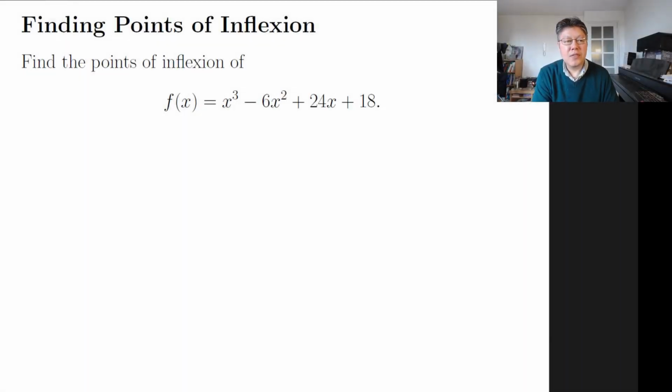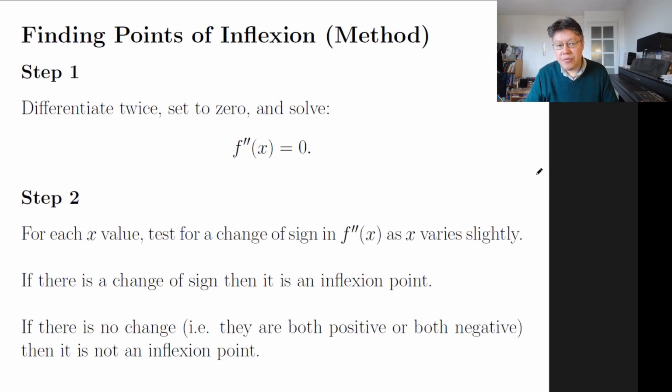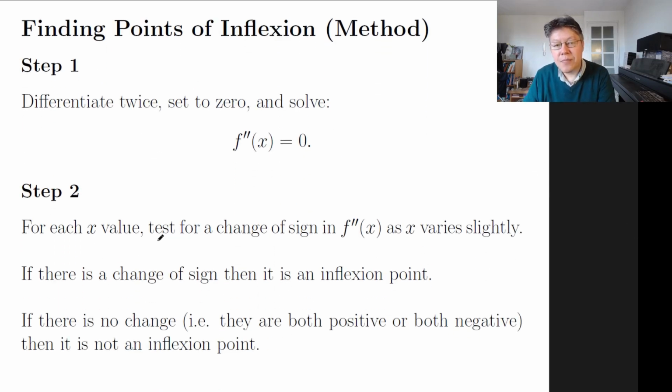Okay, so in this question, we're given a function f of x that equals x cubed minus 6x squared plus 24x plus 18. And we need to find the points of inflection of this cubic. And if we look here, we have a sheet with the method, and there's basically two steps. So to find the points of inflection, we differentiate twice, then we set the function to 0 and solve.